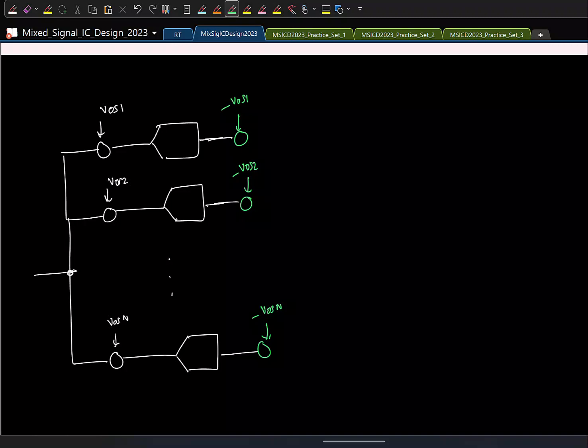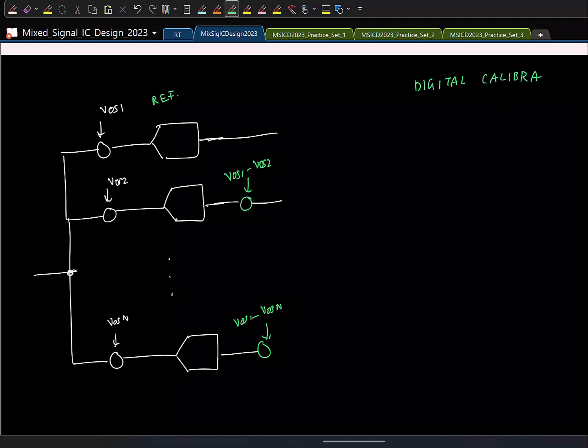Note that we don't actually want the offsets in each channel to be exactly 0. We want only the offsets in each channel to be the same. So we can assume that the first channel is okay. We'll take this as a reference channel and then try to match the offsets in all the other channels to this offset. So what should I add here? VOS1 minus VOS2. So here I'll add this.